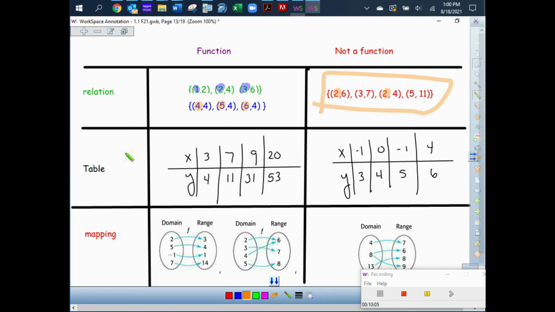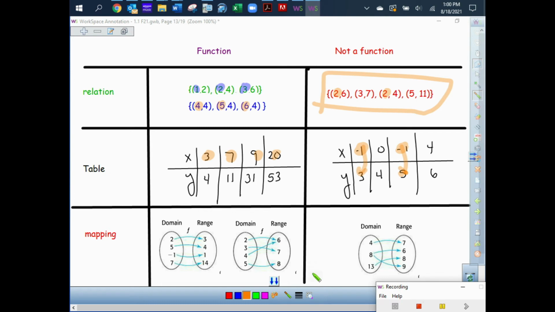The table works the same way. All you're looking at is your x's. Here, this is a function. Look at these: 3, 7, 9, 20. Any repeaters? That's a function. Over here, any repeaters in your domain? Yep, -1 maps with 3, -1 maps with 5. That is not a function because the element -1 in the domain maps to more than one element in the range. And then to see it as a true mapping, that's the cool little bubbles and arrows.